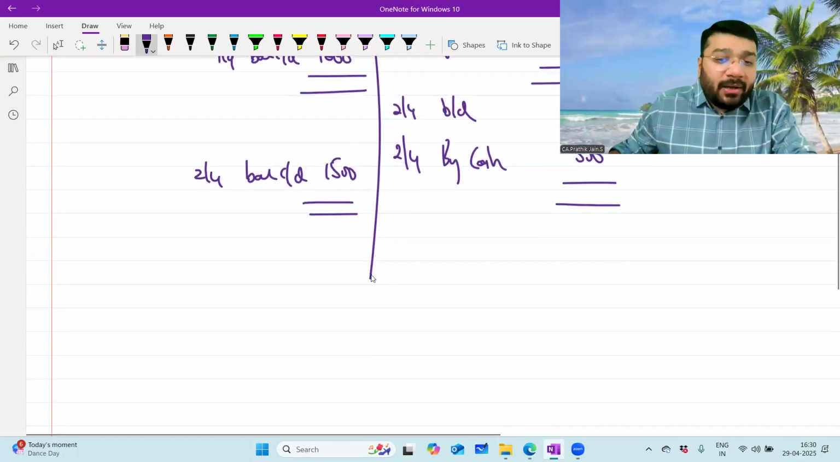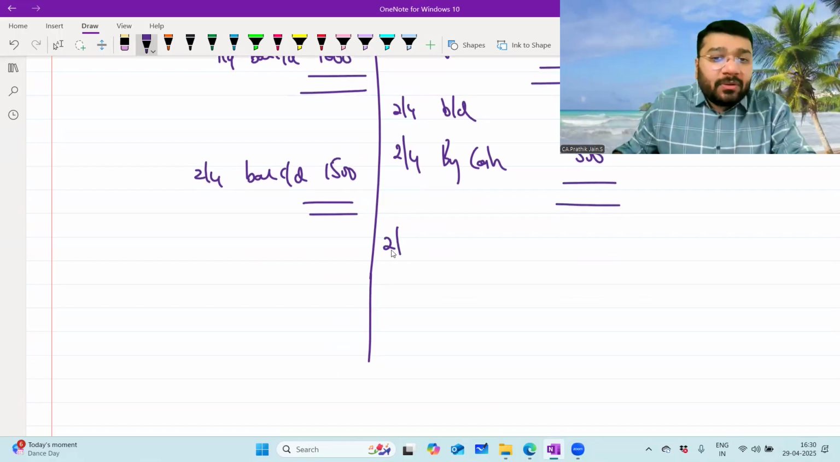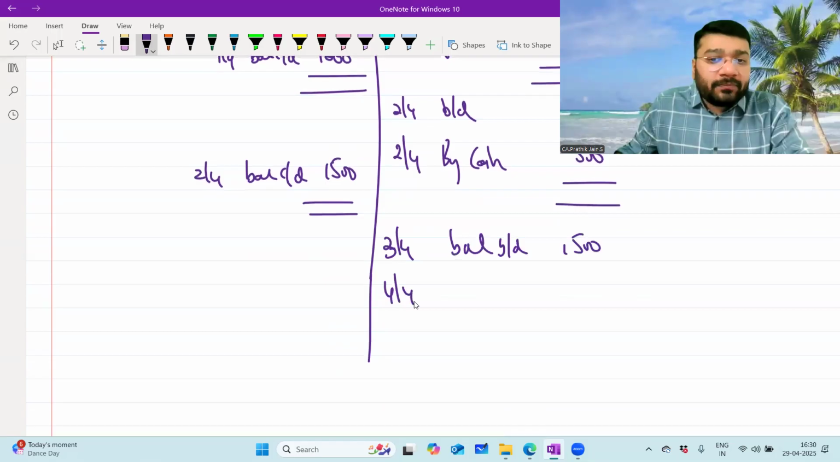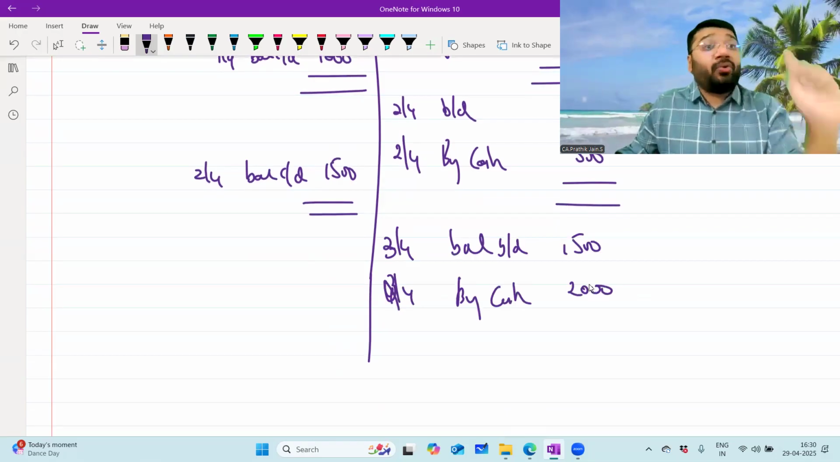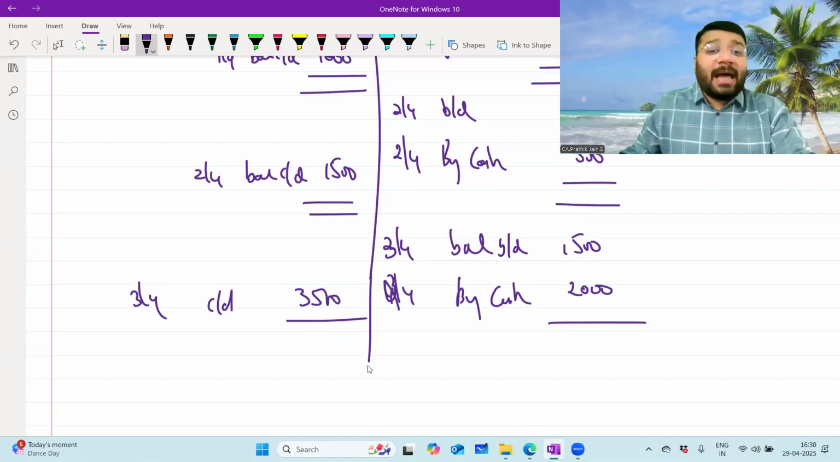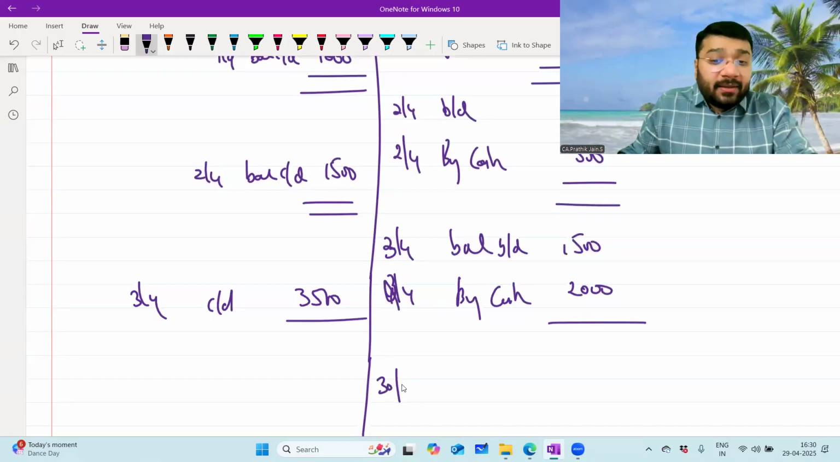So like that, I'll keep on traveling. Next day, 3/4, the balance brought down will be 1,500. Again by cash, I'm doing a sale of 2,000 rupees. How much is the balance carried down on 3/4? It will be 3,500. Like this, the carry forward will happen up to what date? Up to 30th March, with the balance brought down on 30th March.